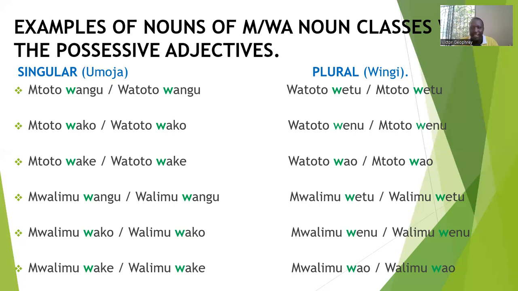So take a note that you use wao, wetu, wake with the nouns that are under one noun class. And remember, the nouns that are under one noun class are the nouns that in singular start with M and in plural start with WA. Thank you.